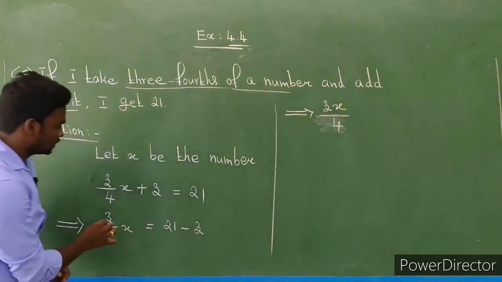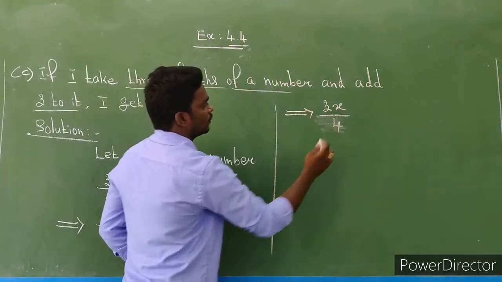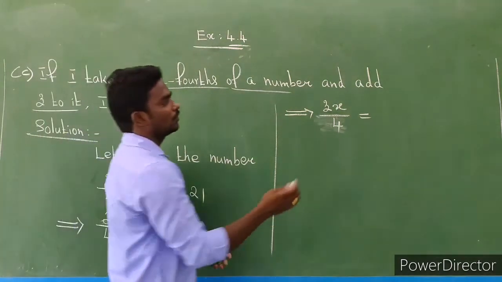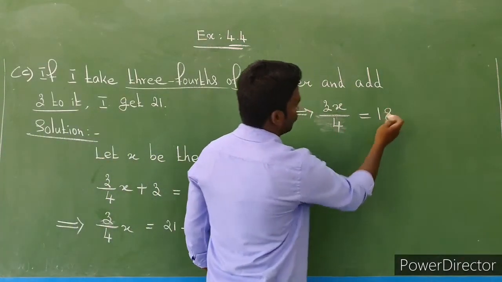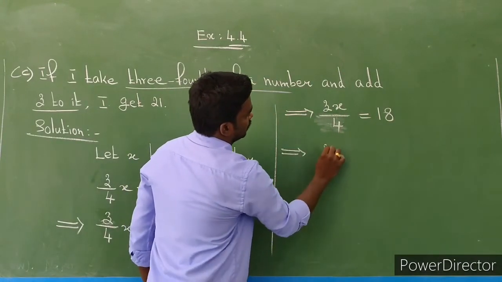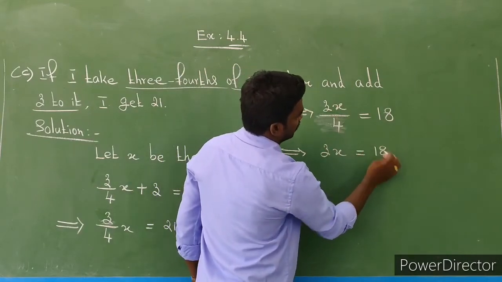That means this 3 multiplied by x divided by 4. So 3x by 4 is equal to 21 minus 3. What is the value? 18. 21 minus 3 value is 18. Implies that, keep the value 3x on the left side, which is equal to 18 on the right side.